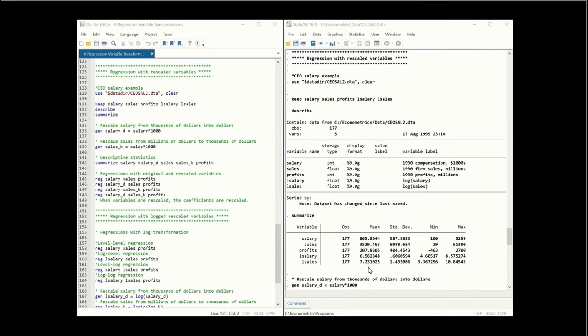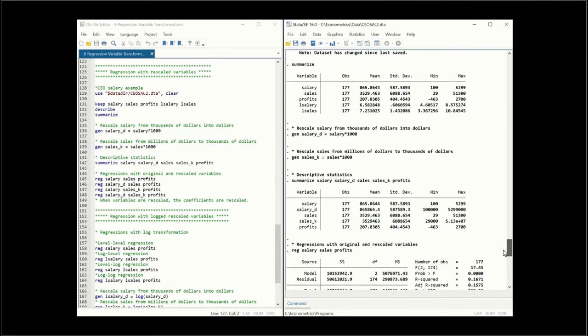So note here that as we rescale the variables, there are two effects in place. If we rescale salary from thousands of dollars into dollars, we need to just generate a variable. I will call it salary underscore D, for dollars, equals salary times 1,000. And if we rescale sales from millions of dollars to thousands of dollars, we need to multiply the sales times 1,000 to get the sales in K, in thousands.